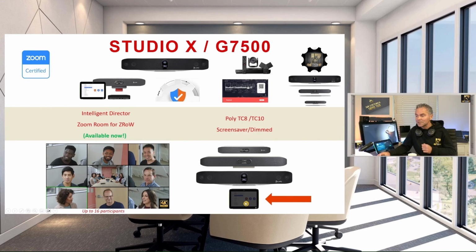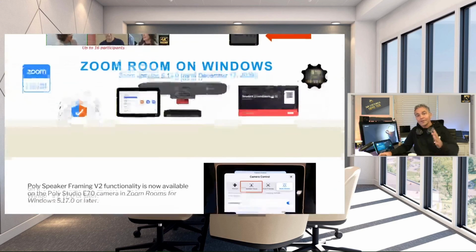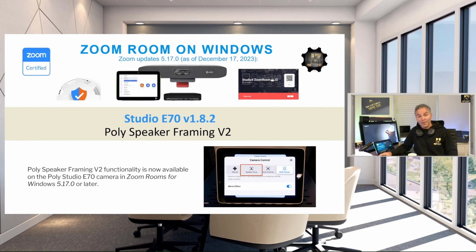So you can see that the screen automatically gets a sort of grayscale, and it doesn't give that bright light in the evening. Now, specifically on Zoom Room on Windows, for the Studio E70, there's a new version, the 1.8.2, and you probably need to use the PolyOS app to install the latest version on the E70. This will come along with speaker framing version 2, so you can use that now, which is named Speaker Focus on your Zoom Room touch panel if you want to use that.